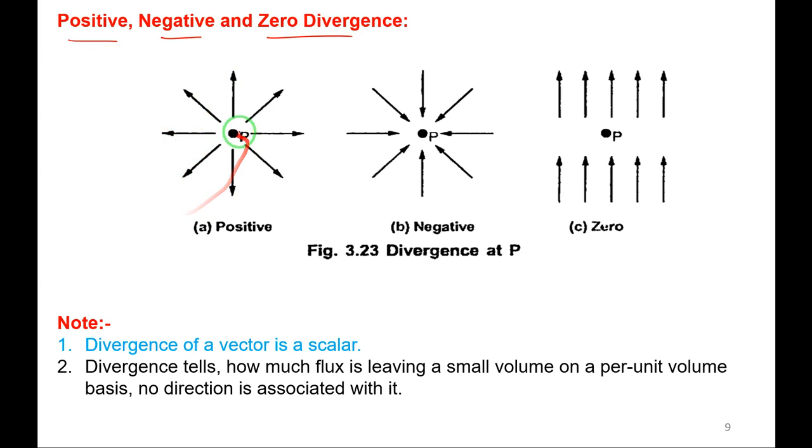You can observe at point P, the field may be force or velocity or electric flux density or whatever it is, right? So at point P, you can observe, let me take the electric flux density only.